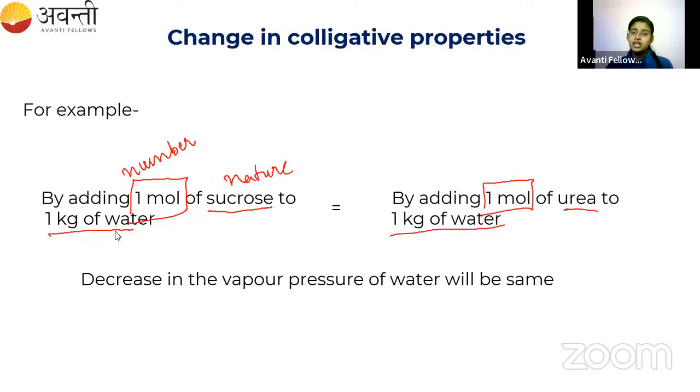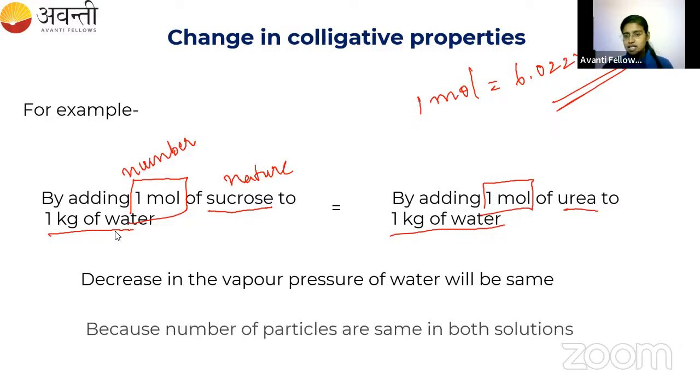So even though I have different solute molecules, since the number of particles is same, 1 mole means how many particles will be there, my dear students? Avogadro number, right? In 1 mole of any substance, I will have Avogadro number of particles, which is 6.022 into 10 to the power 23 particles. So in both cases, sucrose as well as urea, we have the same number of particles. If the number of particles remains same, then the property also remains same. Got it. So this is about the colligative property introduction.